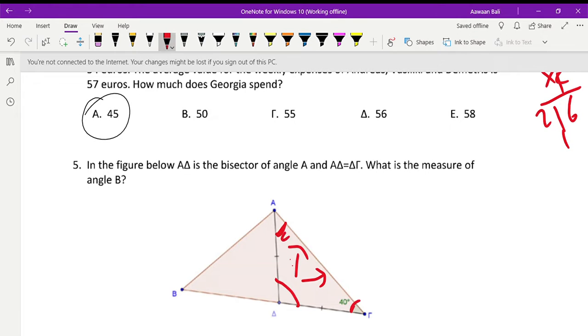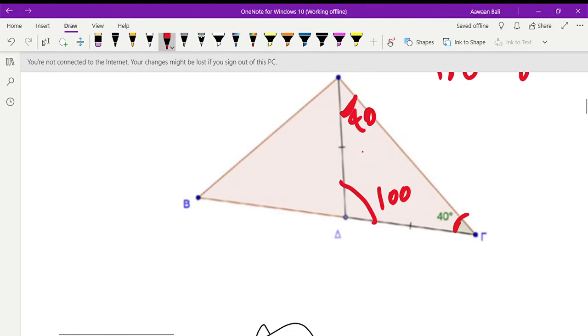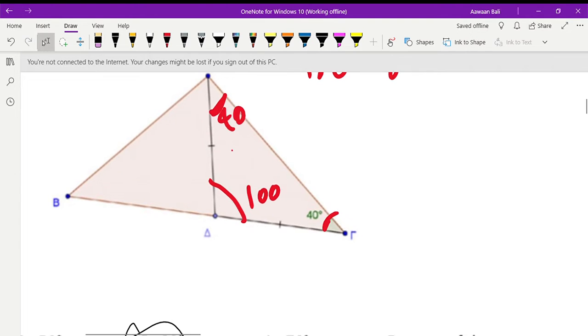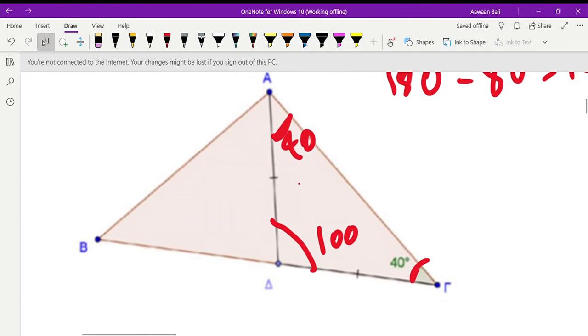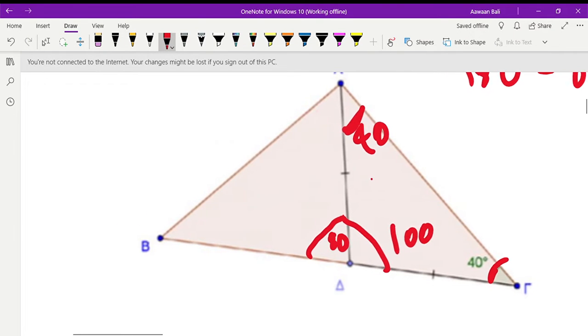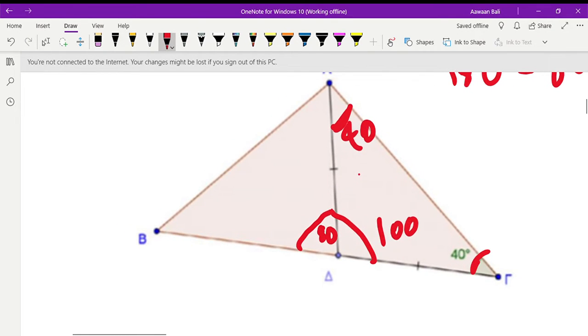So that means this is also 40, and now 40 plus 40 is 80. So 180 minus 80 is 100, obviously, so we get 100 here. Now since we know linear pairs, which are basically 2 angles on a line, are equal to 180 degrees, we would have 80 here, since 100 plus 80 is 180.